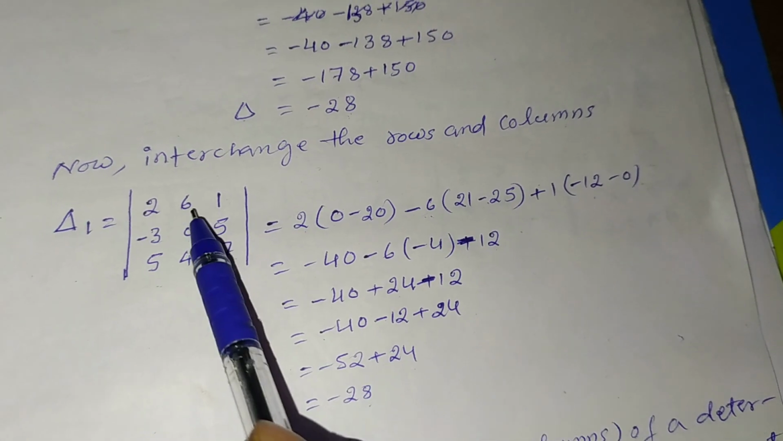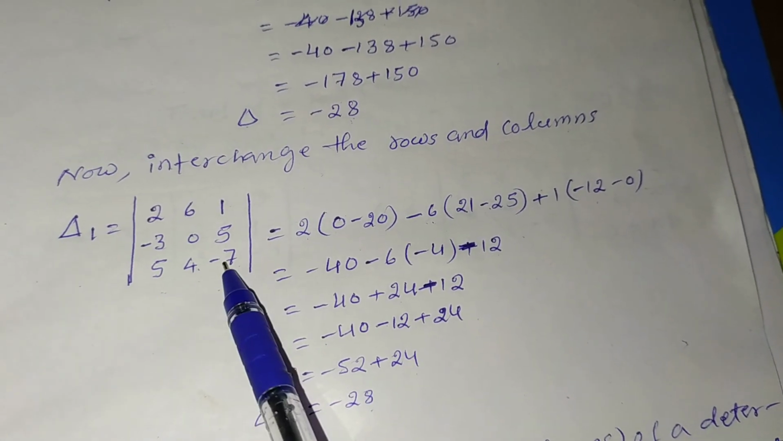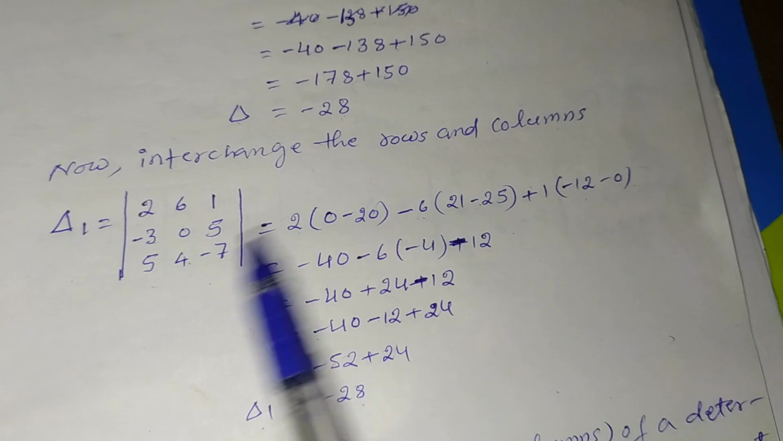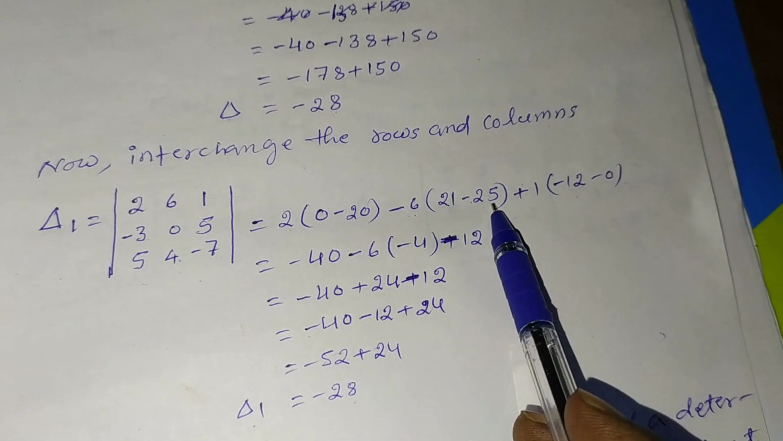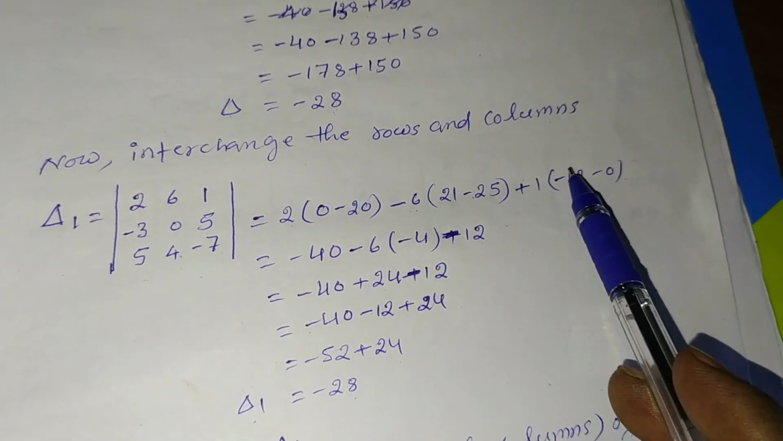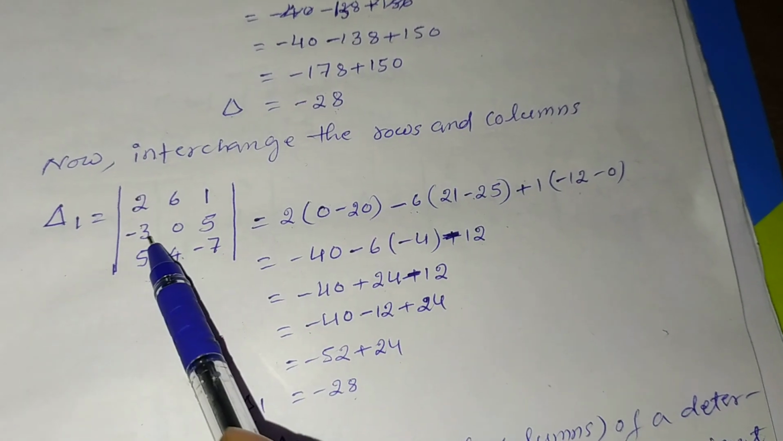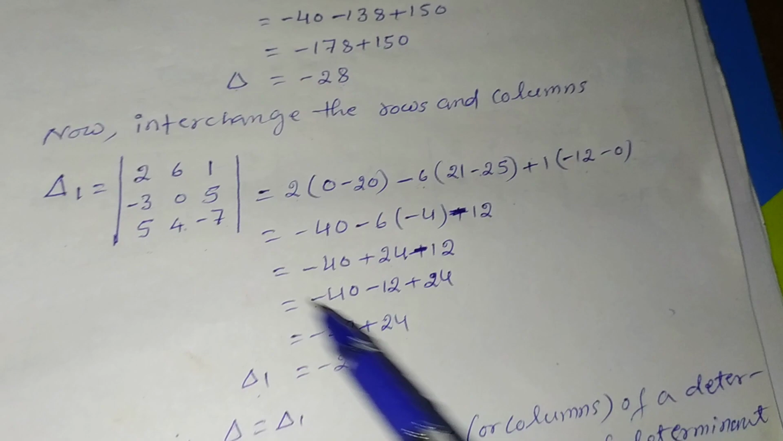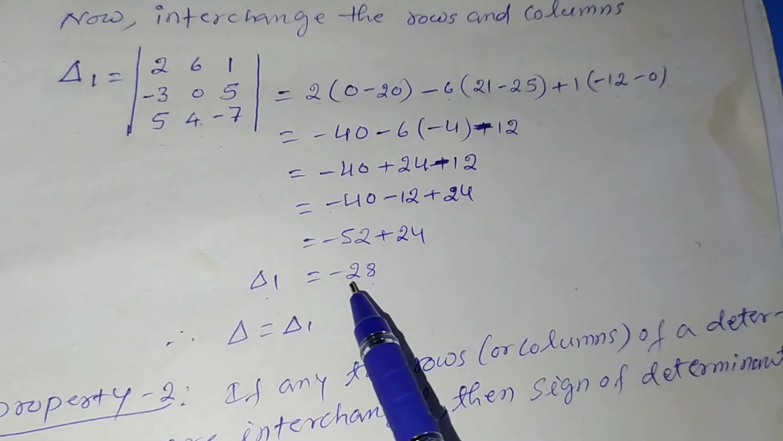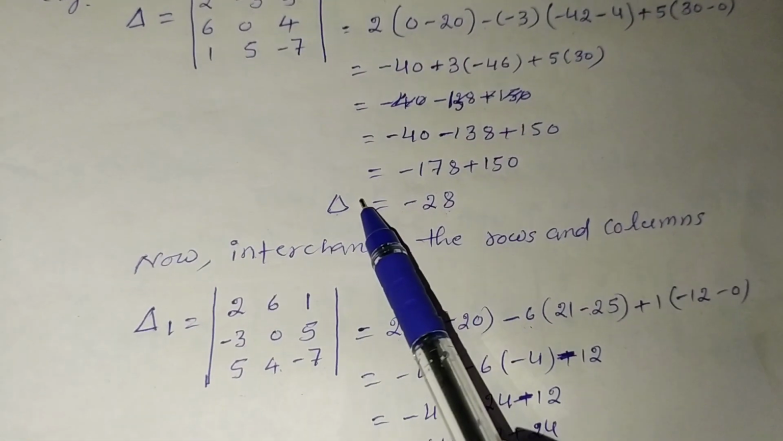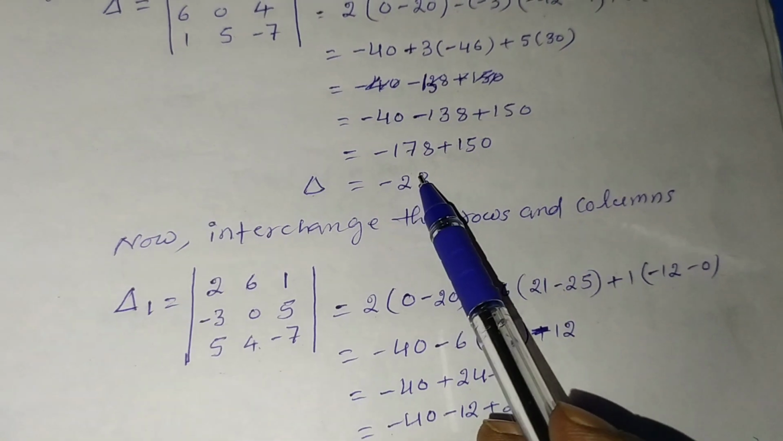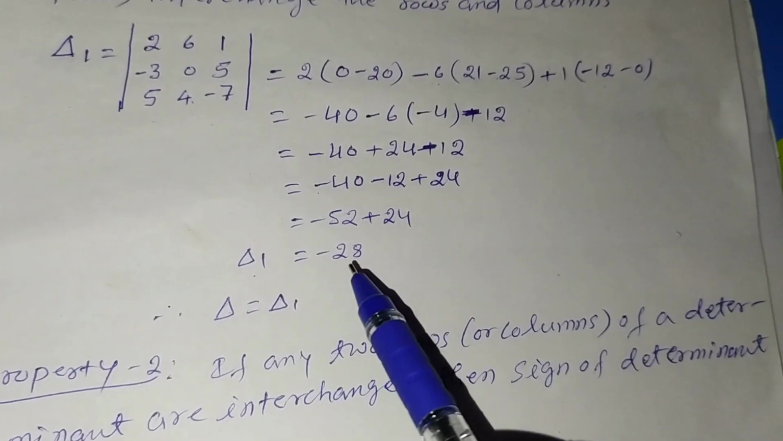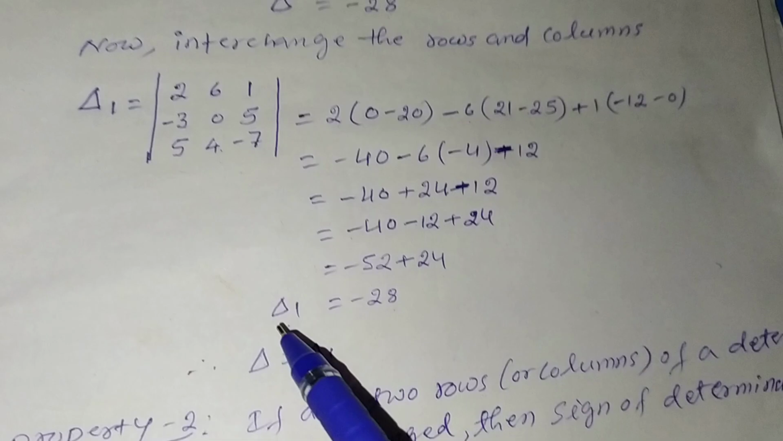Here, after deleting, minus into minus is plus. 3 into 7 is 21, that is minus 5 into 5, minus 25, and plus 1 bracket. Here minus 3 into 4 is minus 12, minus 5 into 0, minus 0. After simplifying, you get minus 28. Here the result is the same, here minus 28. Here also minus 28. Delta is minus 28, delta 1 is minus 28.